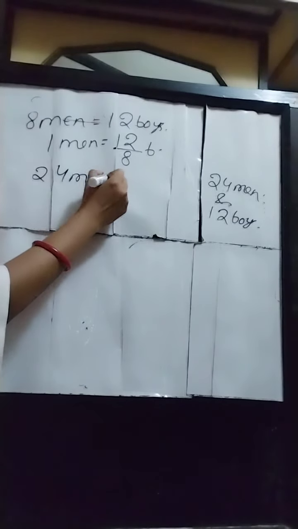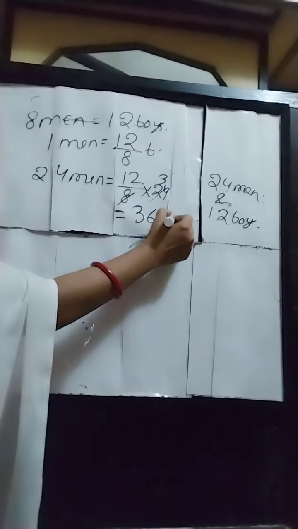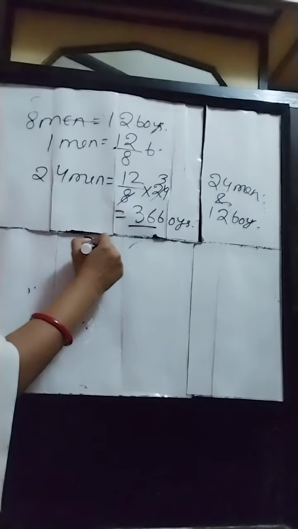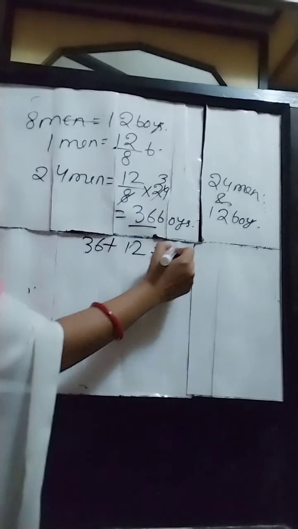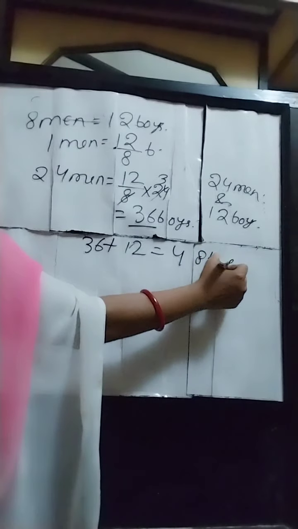So here you will write the required men. Here you will write 24 men. So 24 men is equal to 12 by 8 into 24. So 8 3s are 24, 12 into 3, 36 boys. So 24 men is equal to 36 boys that we have got. Now 36 boys plus 12 boys is equal to 48 boys.